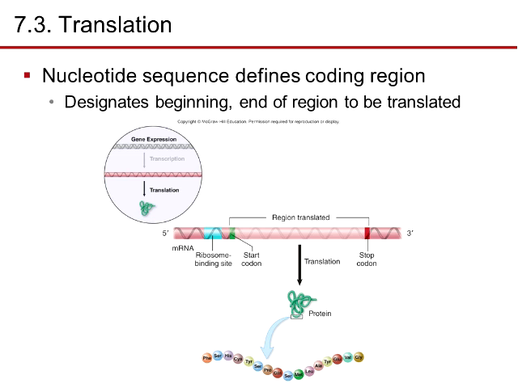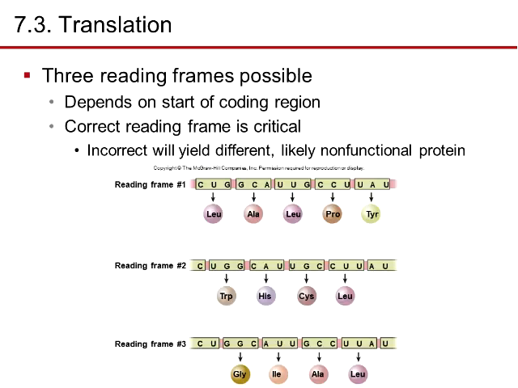Again, same process we've been talking about for quite a while, but what happens is it's going to read that information and create a protein that's going to cause something to happen. The protein will be built in a very specific way. Now, there are 3 reading frames possible, and it depends on the start of the coding region. Correct reading frame is critical, so an incorrect one will yield different or likely non-functional proteins.